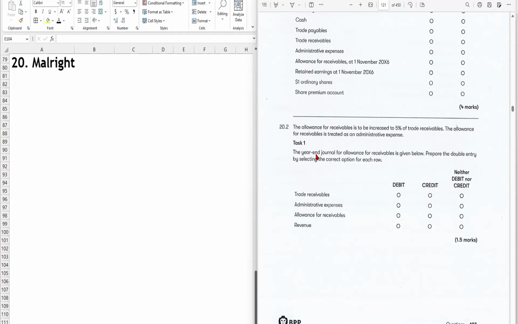And before that, please make sure in which accounting head those expenses are recorded. Here it has mentioned that allowance for receivable is treated as an administrative expense, so we need to hit that account. But sometimes they might also say that it is recorded in the cost of sales, or in another accounting head. So just make sure in which accounting head they are treating those expenses.